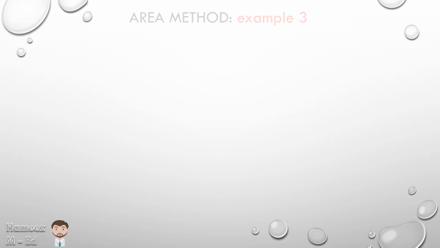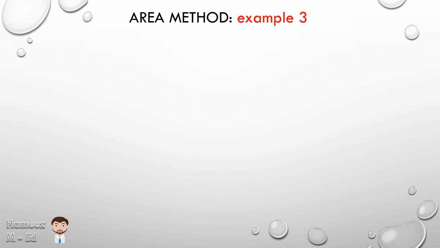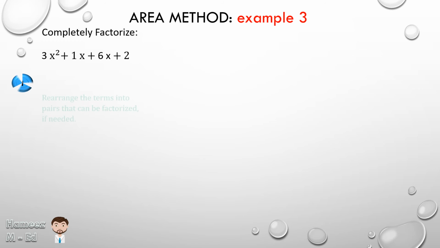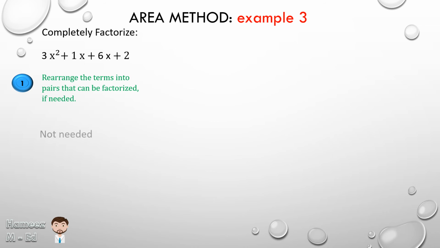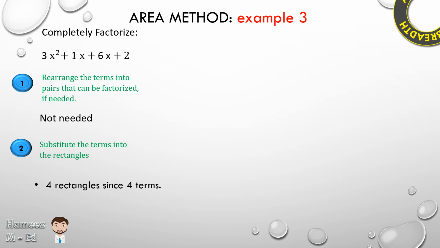For our final example, we will use the area method here. So let's completely factorize 3x squared plus 1x plus 6x plus 2. So step 1 says to rearrange the terms into pairs that can be factorized, if needed. And our first 2 terms, we can see they can be factorized. So we just continue with step 2. And remember, we have to substitute the terms into the rectangles. And how many terms do we have? 4 terms, which means we require 4 rectangles.